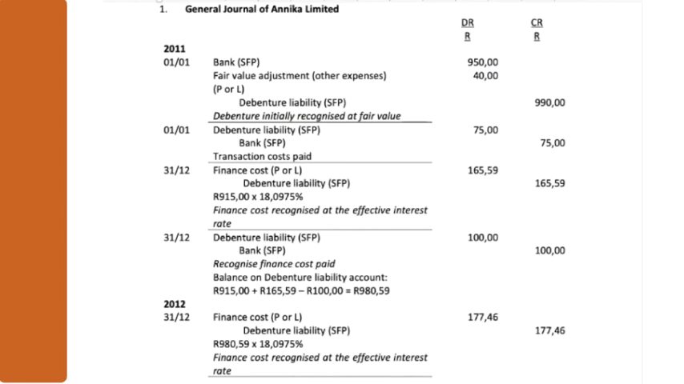This is video 3 of example 11 dealing with the category financial liabilities at amortized cost. Let's have a look at the journal entries, and the first entry happens on initial recognition, the day that Annika Limited issues the debentures, which is 1 January 2011. When Annika Limited issues the debentures, they do that to obtain a bit of financing.